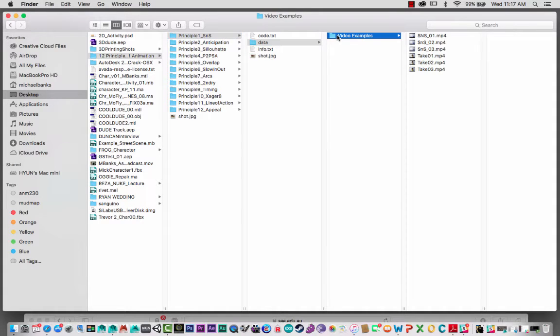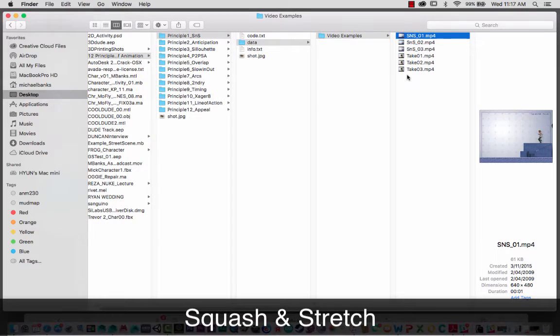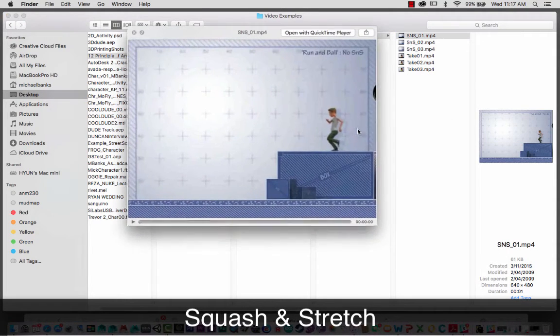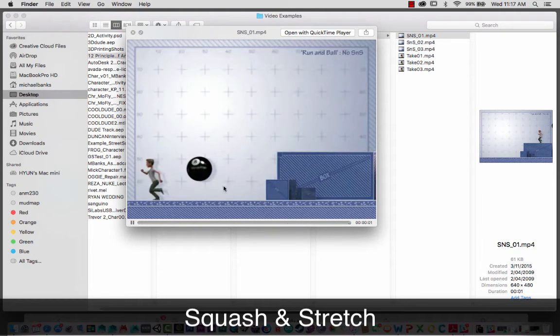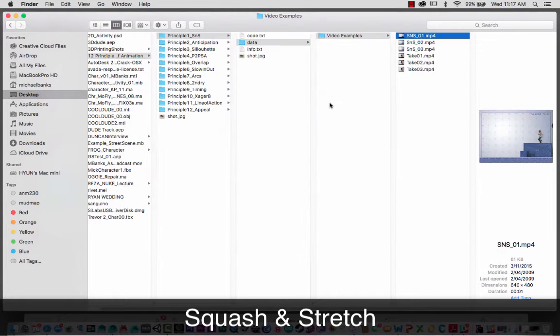Okay, so here is a very simple animation without any squash and stretch. There's a character and a ball coming behind him. You notice in this one, the character lands there. Now, he's landing quite hard, but there's no squash and stretch involved. Boom, he's just hitting the ground. Okay, so let's move to the next one.